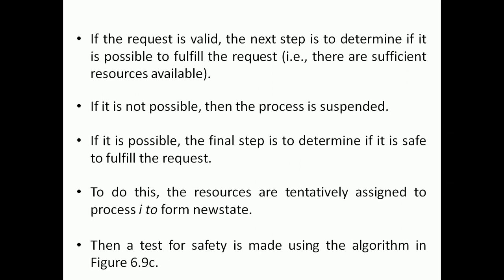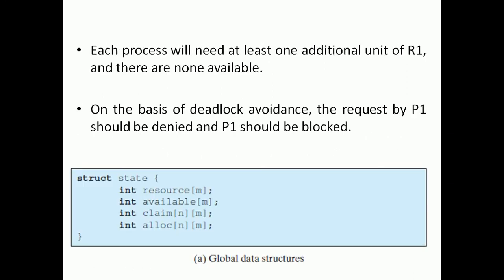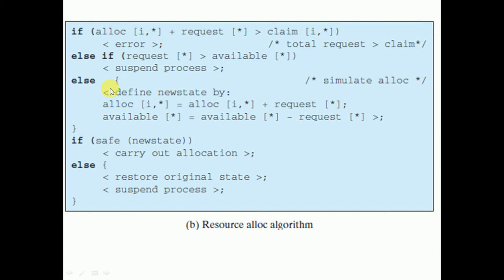Then what is the algorithm to define all these things? What is the Banker's algorithm? It has three data. It defines a structure which is called a state. It defines what the resources are, what is available, what is the claim, and what is the allocation matrix. After that, it will execute the resource allocation algorithm.